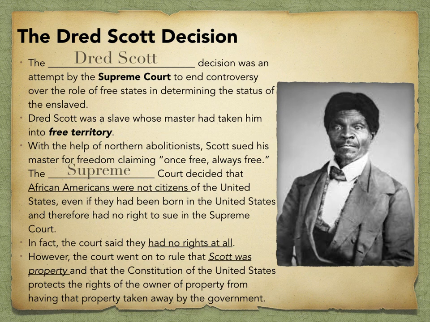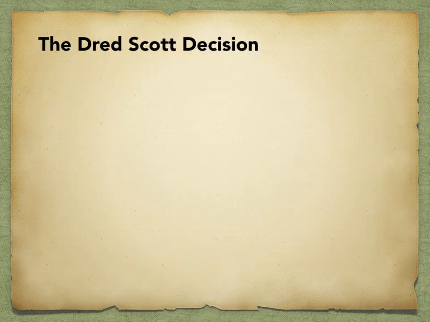The court went on to rule that Scott was property, saying that all African American slaves are property, and that the Constitution of the United States protects the rights of the owners of property from having that property taken away by the government.